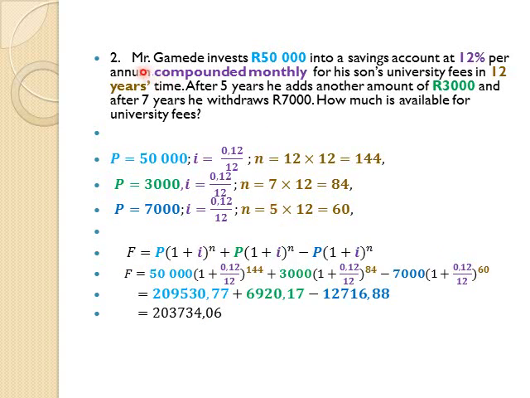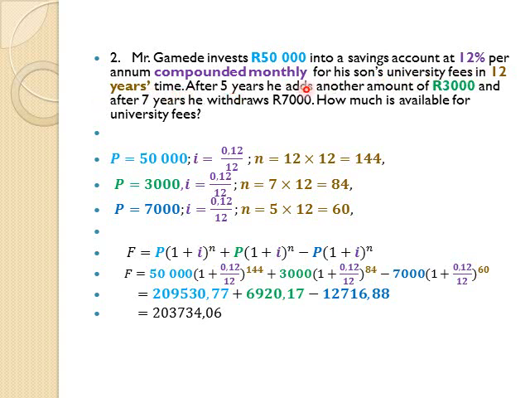Alright, now Mr. Gamede invests 50,000 Rand into a savings account at 12% per annum. Very important, compounded monthly. So that means my interest I'm going to divide by 12. There are 12 months in a year. My time period will be multiplied by 12. This is for his son's university fees in 12 years' time.